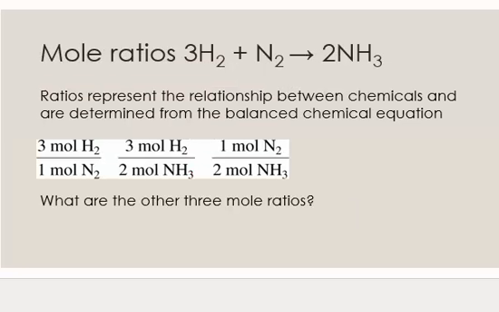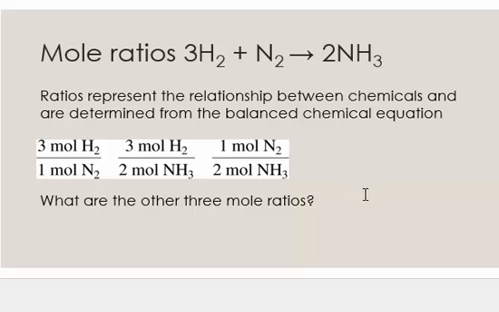The way that we use the coefficients in stoichiometry problems is through a mole ratio. A mole ratio is the ratio of any two chemicals in a balanced chemical equation and their respective coefficients as moles. For example, here are 3 mole ratios from the balanced chemical equation we just considered. 3 moles of hydrogen to 1 mole of nitrogen, 3 moles of hydrogen to 2 moles of ammonia, and 1 mole of nitrogen to 2 moles of ammonia.